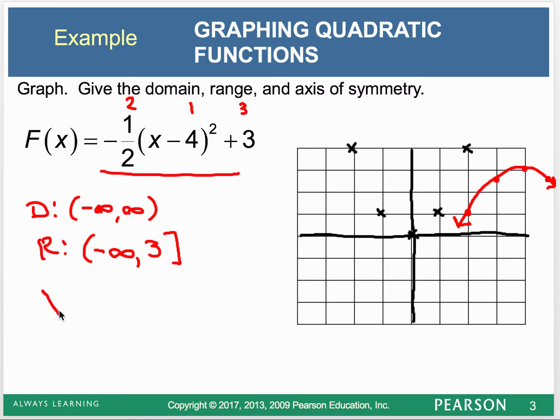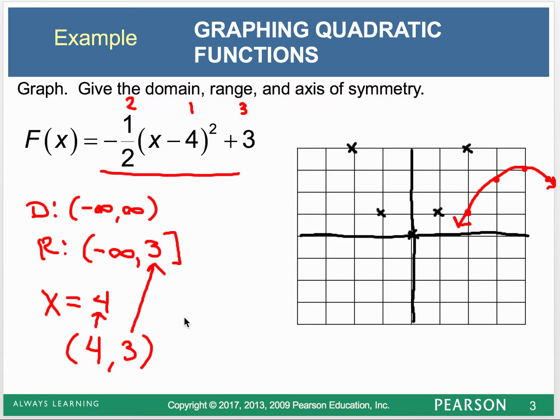And then the axis of symmetry, don't forget it's got to be an equation. The axis of symmetry is the vertical line that goes through that vertex, right? So the axis of symmetry is x equals 4. Let's list what the vertex point is, right? I was just talking about that. It's 4, 3.